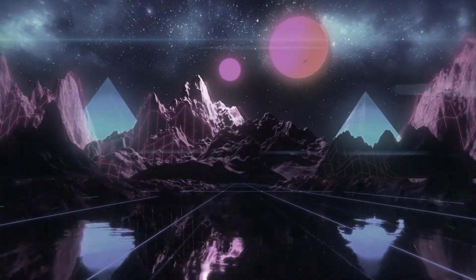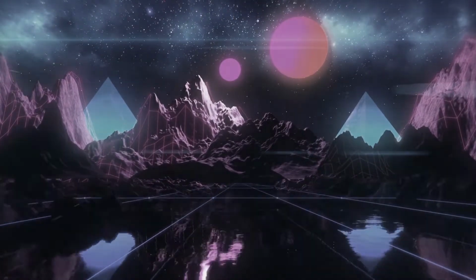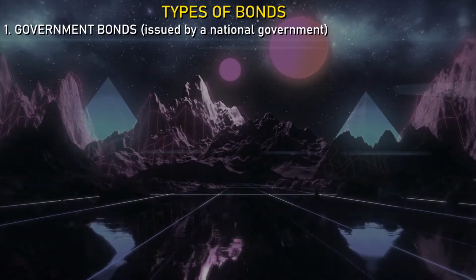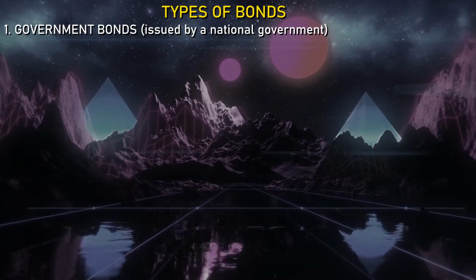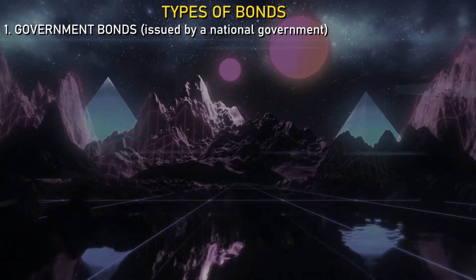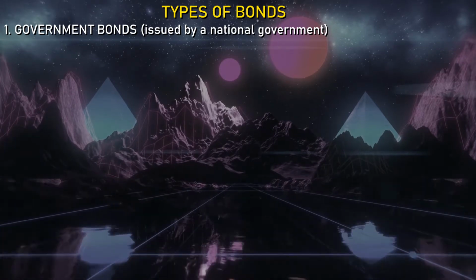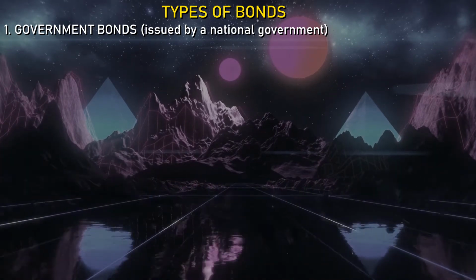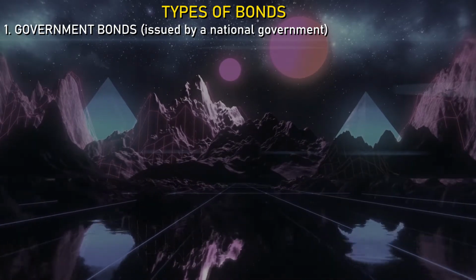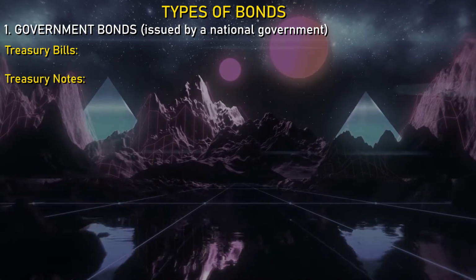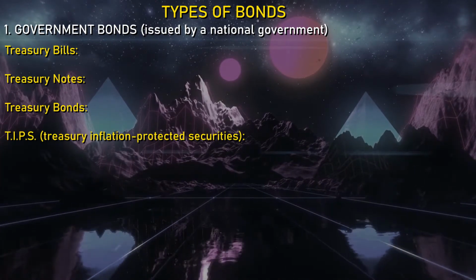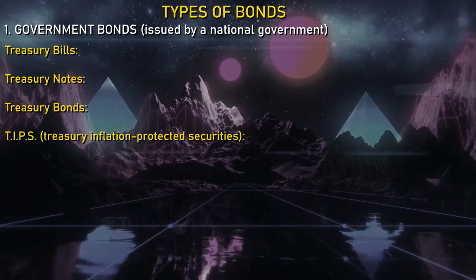Now that you understand how bonds work, let's see what type of bonds exist. First, we have government bonds. These are bonds issued by a national government. They are generally considered safe because governments usually don't go bankrupt and default on their loans. The different types of government bonds are treasury bills, treasury notes, treasury bonds, and TIPS, or Treasury Inflation Protected Securities.